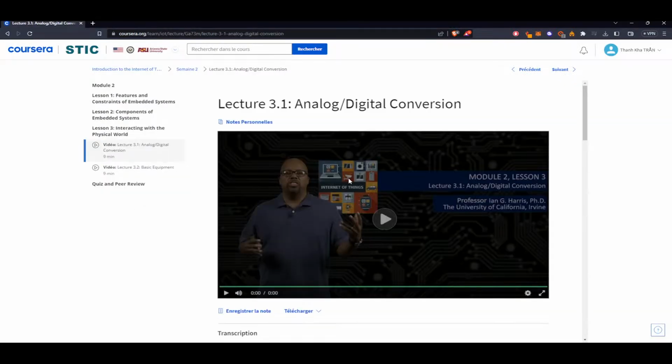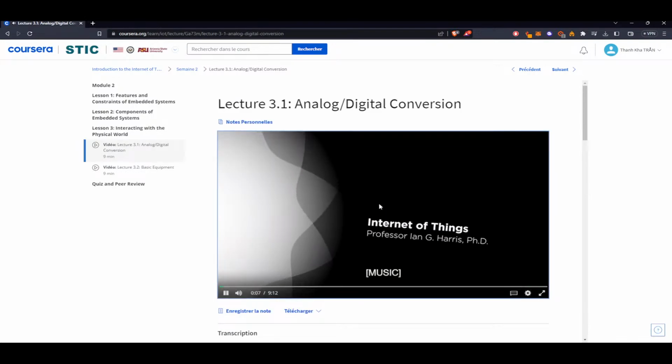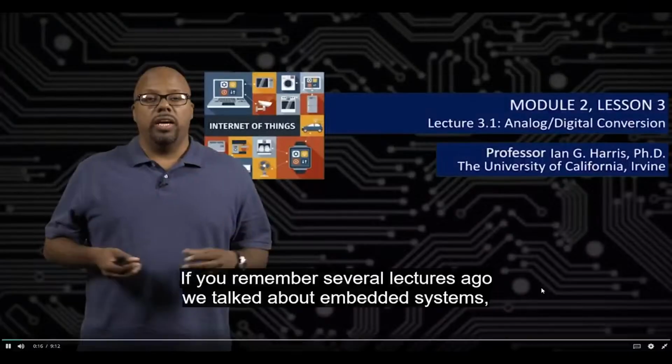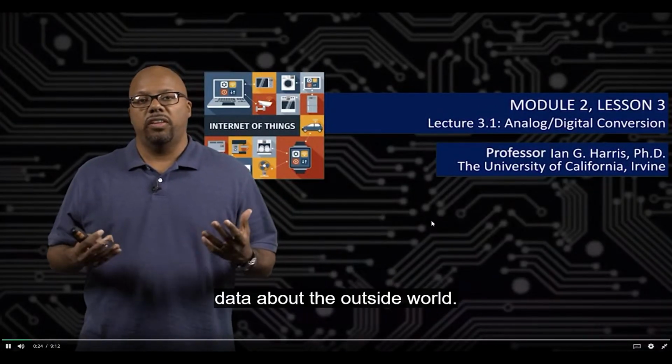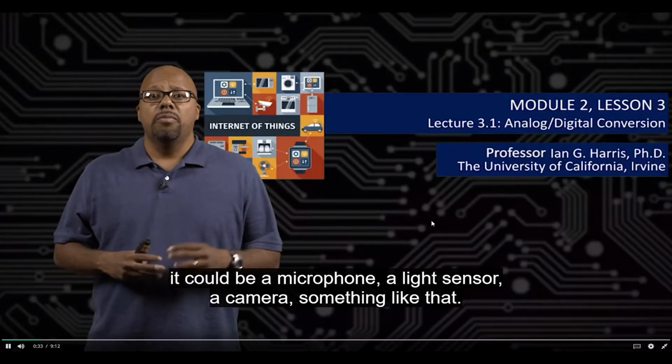Interacting with the physical world. So we're going to talk about analog versus digital. If you remember, several lectures ago, we talked about embedded systems, IoT devices, and their interface. At the input, they have a set of sensors that receive data about the outside world. The sensors could be simple things like buttons, but it could be a microphone, a light sensor, a camera, something like that. But it senses data about the outside world.